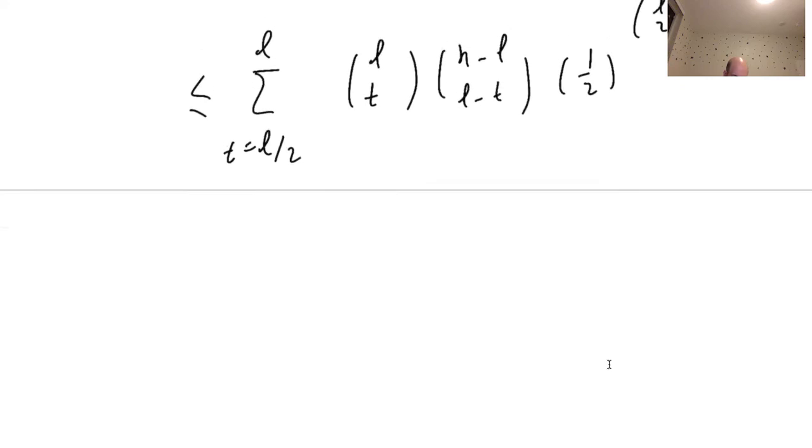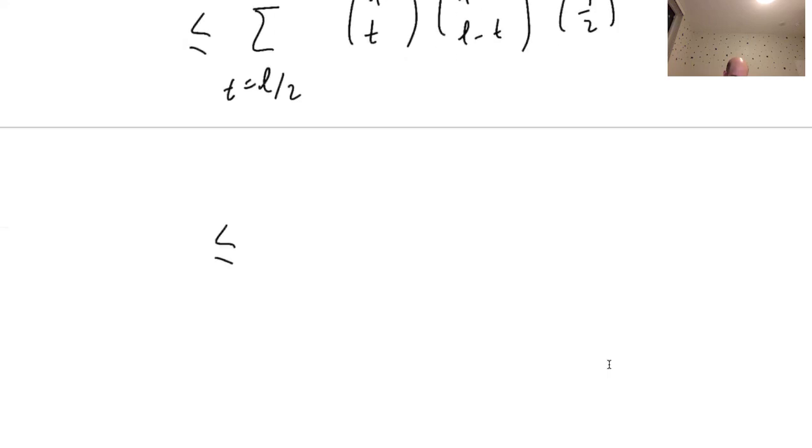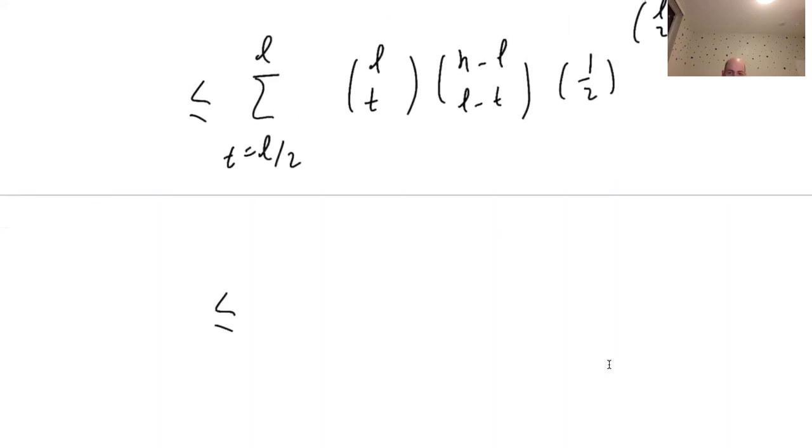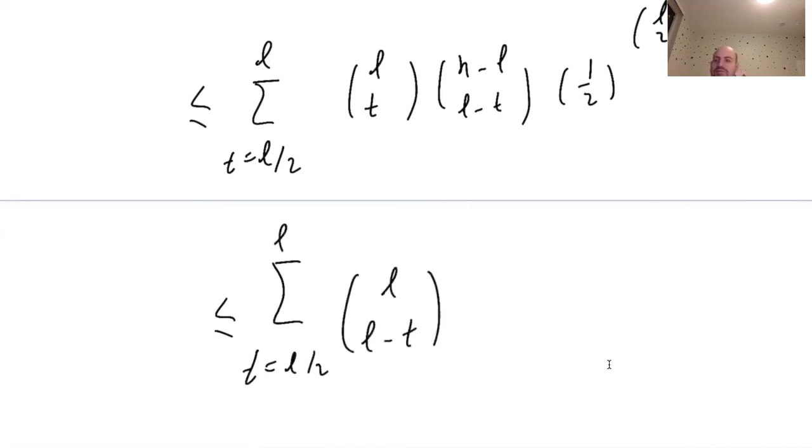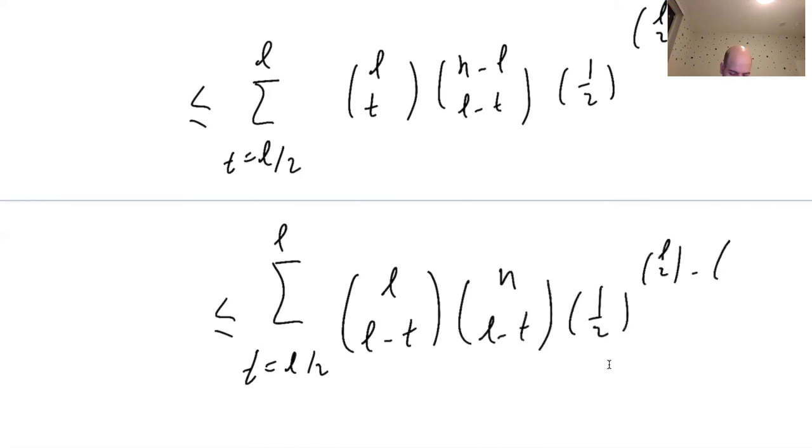Okay, and then this is less than or equal to L choose T. Well, first I can write this one as the sum over T from L over 2 to L. L choose T is the same as L choose L minus T, a basic property of binomial coefficients. And this is less than or equal to n choose L minus T, and then 1/2 to the power L choose 2 minus T choose 2.